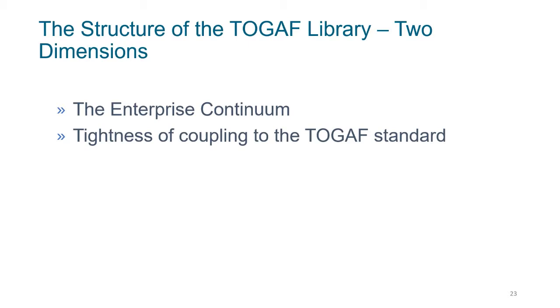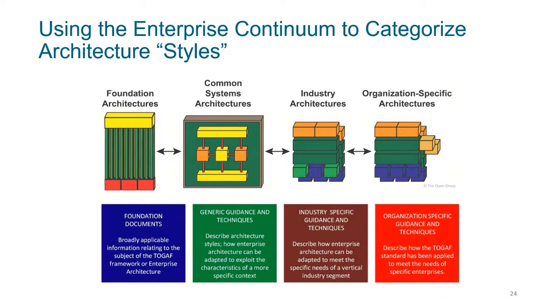So in the library, you have two dimensions. When we talk about the continuum and we talk about the coupling to the standard. And we're going to see this, in other words, we'll see what it means. And here it is. So the top portion of the diagram is when we're talking about the continuum. The bottom portion of the diagram is when we talk about the coupling with different industries. So what does this all mean? This is actually very important if you are a practitioner of enterprise architecture.